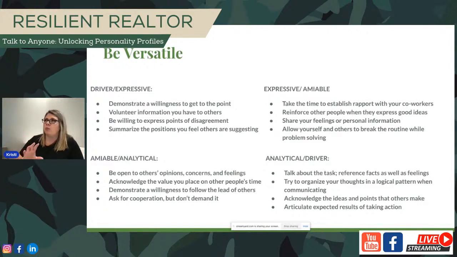So the versatile part is we have to change. Now, I'm never going to change my core personality, but I'm going to use myself as an example. When I go into a listing presentation or when I'm working with a buyer that's analytical, I have to step up my game on attention to detail, right? I can't gloss over facts. I can't estimate. I have to make sure, did I send them everything? Do they know what's happening next, right?